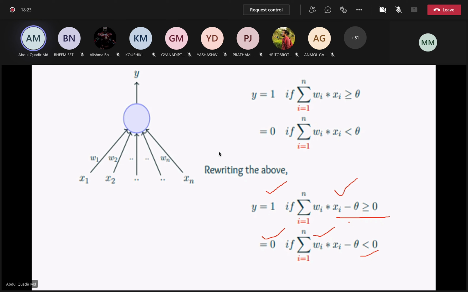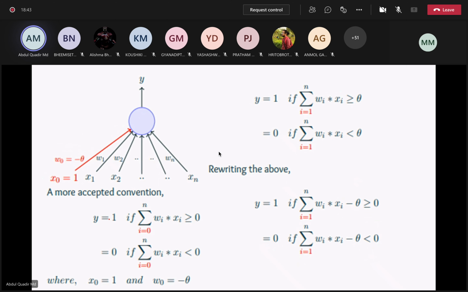This equation can be rewritten as follows. Now I am taking theta and adding a constant bias to it. That will be x0, which is a constant, always going to be 1, and a bias weight which is minus theta. The same thing I am writing like this.